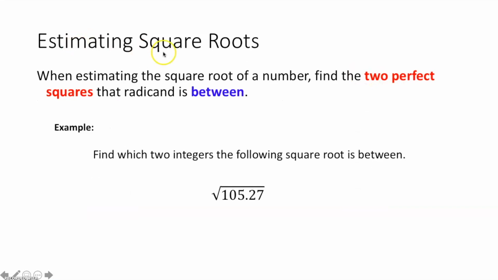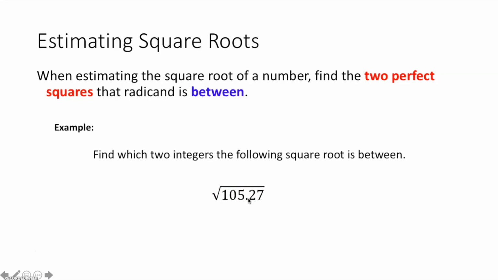Now let's talk about estimating square roots. When estimating the square root of a number, find the two perfect squares that the radicand is between. So here, we're going to find the two integers the following square root is between. Now, the radicand, if you forgot, is the number under the radical sign. So the radicand in this case is 105.27.